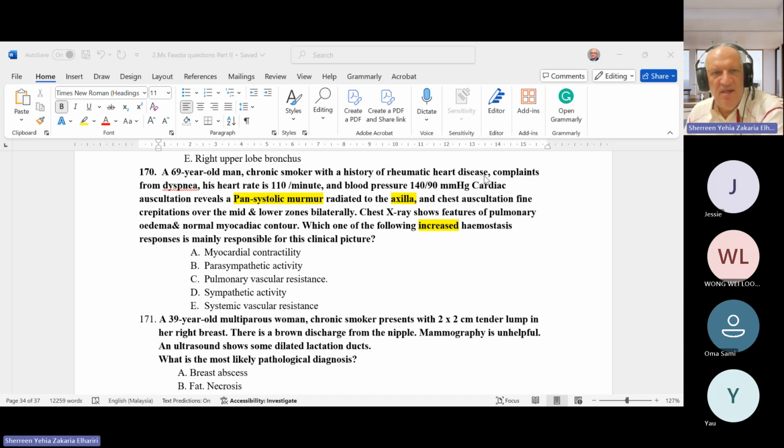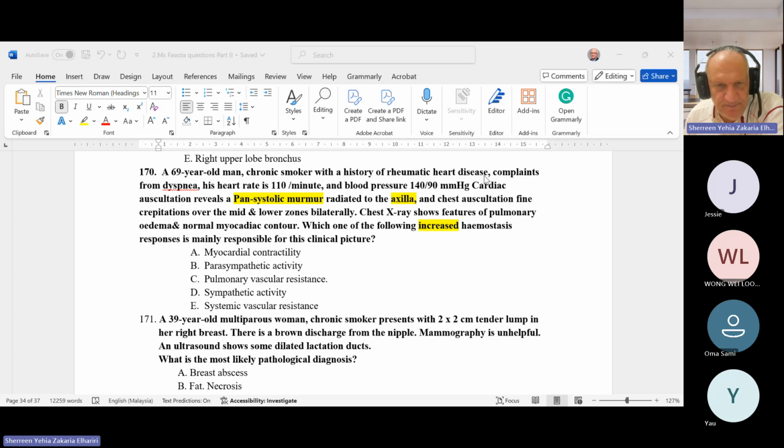Okay. Complaint of dyspnea, heart rate 110, blood pressure 140 over 90 mmHg. Cardiac auscultation: pansystolic murmur radiated to the axilla. Chest auscultation: fine crepitations over the middle and lower zones bilaterally. Chest X-ray: features of pulmonary edema, normal myocardial contour. So this patient has a valve lesion. Which one of the following increased hemodynamic responses is the main response to this clinical picture?